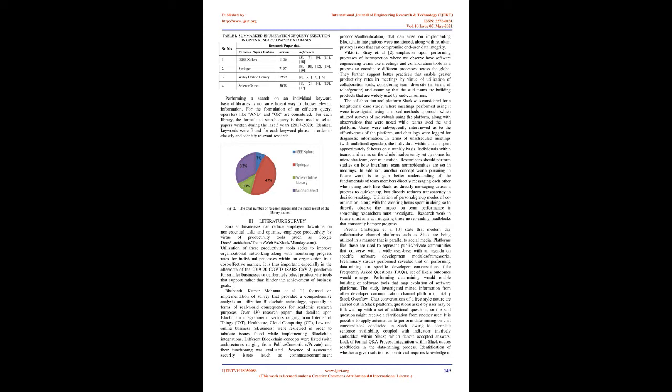Subsequent to this, the following keywords for the search were listed with different Boolean operators: collaborative groupware or productivity tool. Performing a search on an individual keyword basis of libraries is not an efficient way to choose relevant information. For the formulation of an efficient query, operators like and or are considered. For each library, the formulated search query is then used to select papers written during the last 3 years, 2017 to 2020. Identical keywords were found for each keyword phrase in order to classify and identify relevant research.